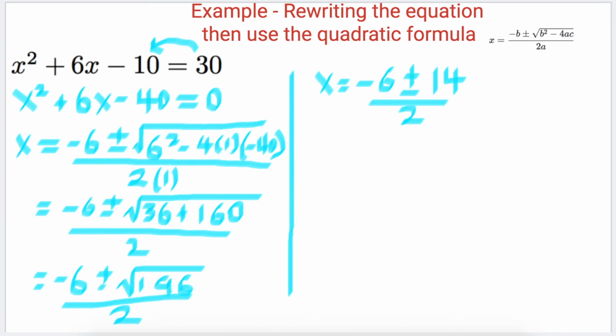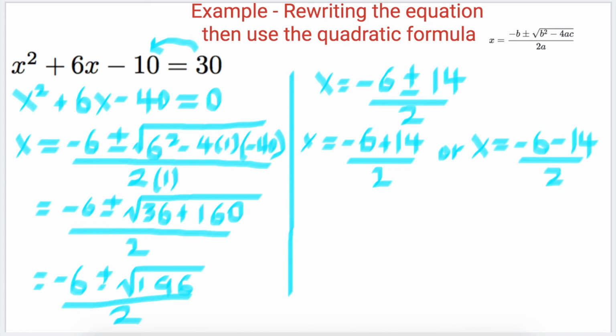So the first calculation is going to be x equals negative 6 plus 14 divided by 2, or x equals negative 6 minus 14 divided by 2. So let's solve the left side here. x equals positive 8 divided by 2, and then when you divide those two numbers, you get positive 4.